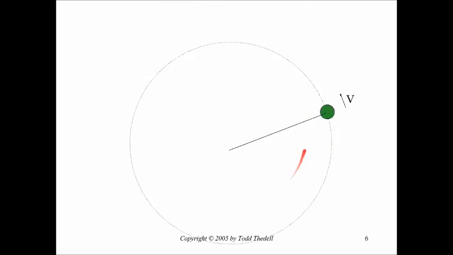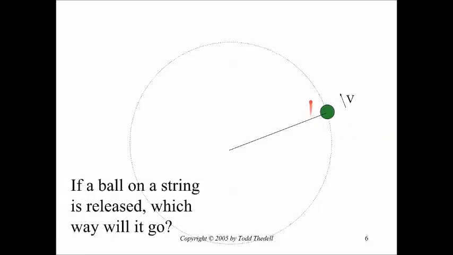Okay, so here's a thought idea. We have this ball on a string going around in a circle. The velocity at this moment in time is labeled here. If right at that particular moment the string was cut, that means there's no more tension on the string. Which way will the ball go? Ponder that. Pause the video if you need to.